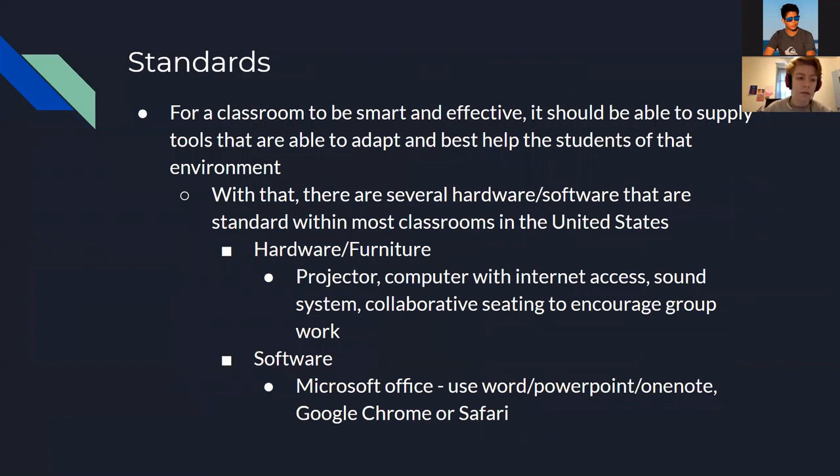Standards. For a classroom to be smart and effective, it should be able to supply the tools that are able to adapt to best help the students of the environment. With that, there is several hardware and software that are standard within most classrooms in the United States. For hardware, a projector, computer with internet access, a sound system, and collaborative seating to encourage group work. For software, things such as Microsoft Office are really helpful, and obviously Chrome or Safari or any other internet browser is useful for completing any other schoolwork.